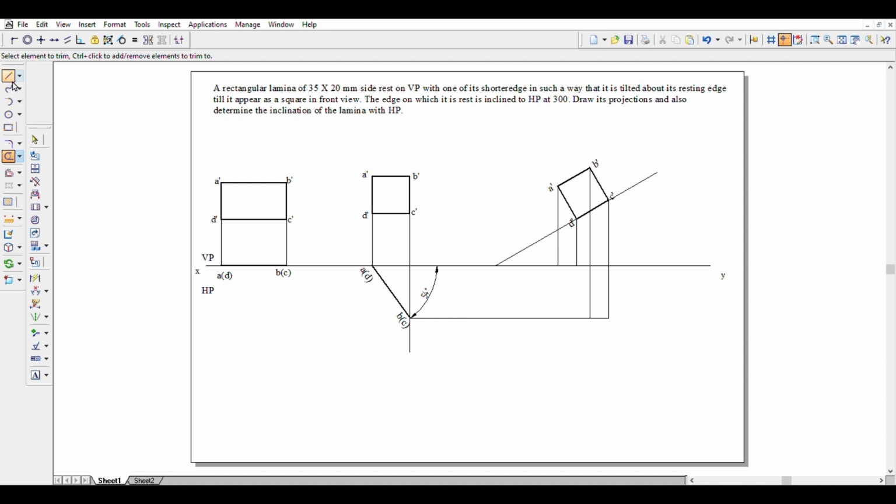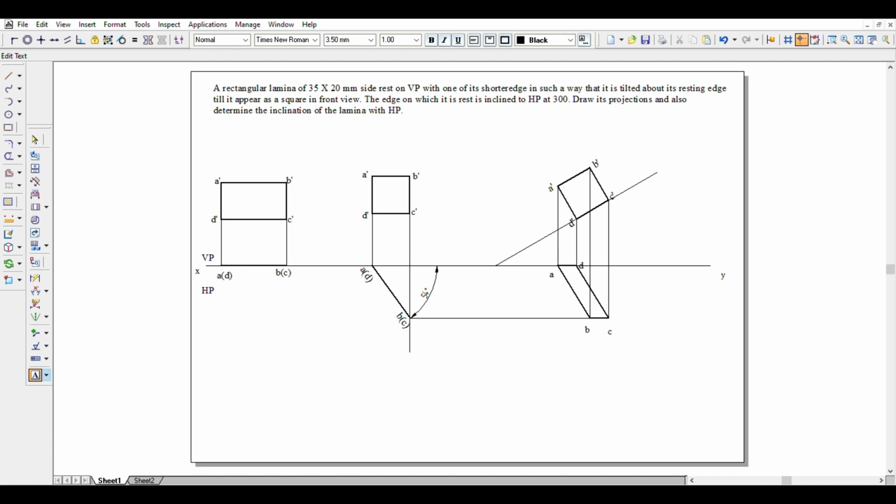Now we can join our view using a visible line. From here, we can start from point A. We will join the points from point A to point B, from point B to point C, which is right next to here. We can use Intellisketch. Point C to point D, which is the end of this line, and again D to A, which will complete our figure. And we can name the parts of this diagram. This completes the first question of today's video.